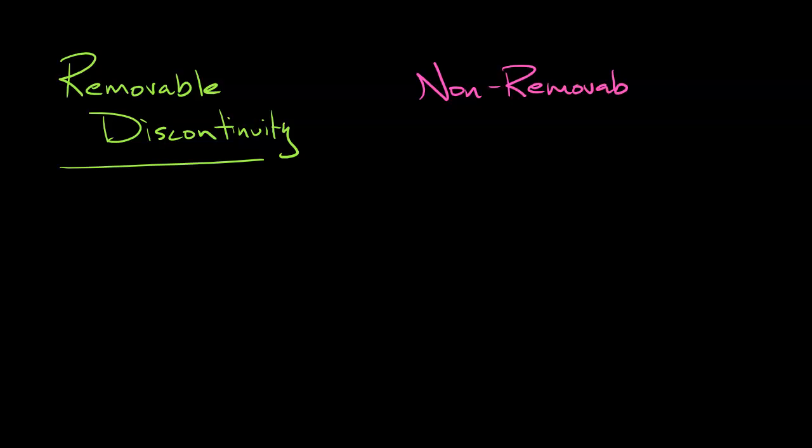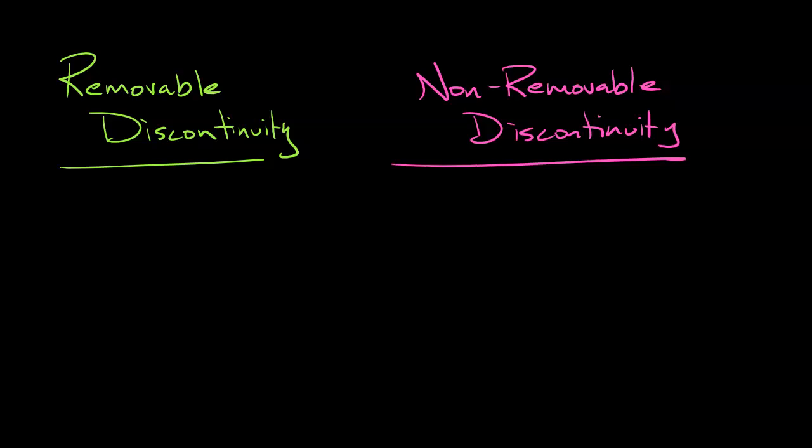The spelling in this section is always horrible. You've got to spell real slow. And then there is a non-removable discontinuity. If you're not sure what a discontinuity is, basically, if your function or graph isn't continuous at any location, that would be referred to as a discontinuity because it's discontinuous.